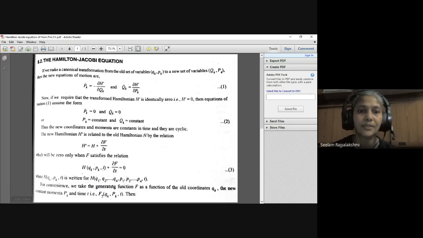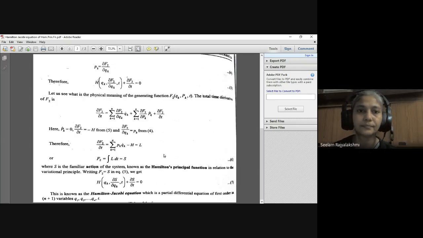For convenience, we take the generating function f as a function of the old coordinates qk, the new constant momenta Pk, and the time t. That is f2, a function of small qk, capital Pk, comma t. Then small pk is equal to dou f2 by dou qk. Therefore, h of qk, dou f2 by dou qk, comma t plus dou f2 by dou t is equal to 0, which is equation number 5.